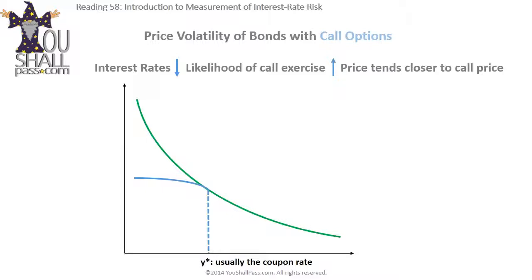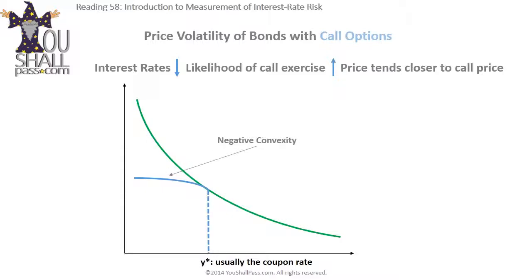So, just to provide some intuitive and common sense reasoning behind this flattening out of the price yield curve, it is simply that a callable bond, once it is in the interest rate zone where it's likely to be called, the most it will be worth is at or very close to its call price.